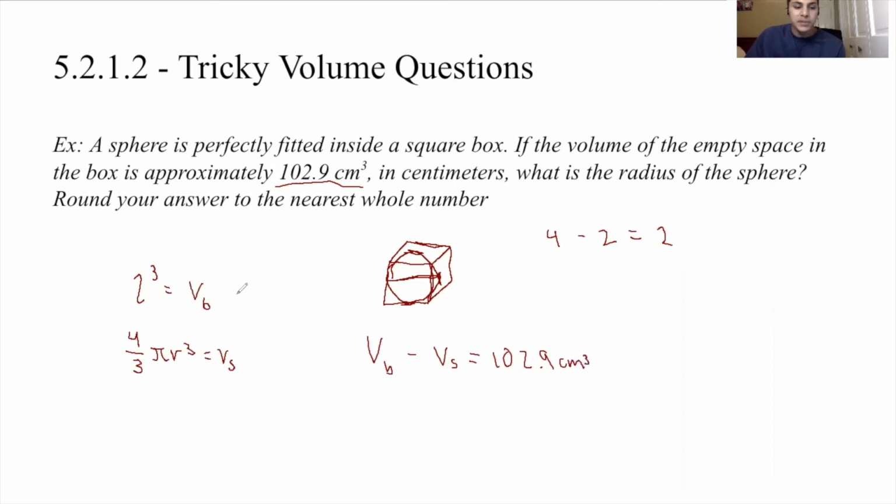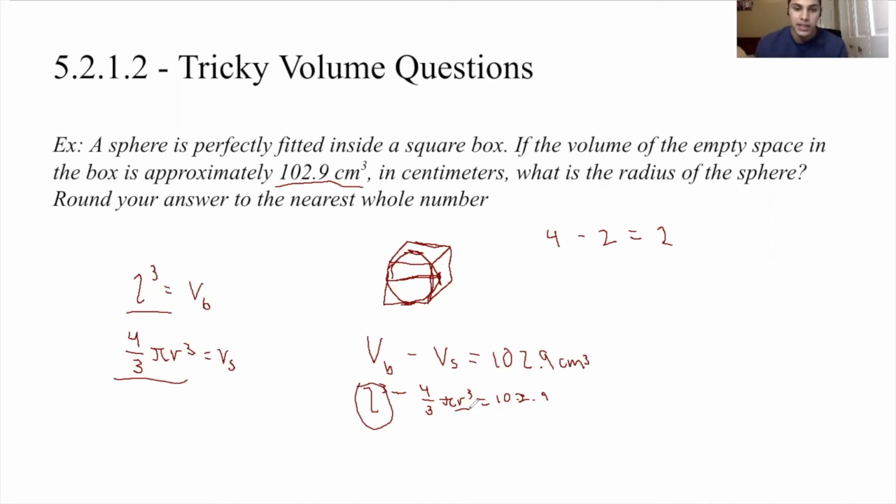Now, if we just substitute these two formulas in here and do L cubed minus 4/3 pi r cubed equals 102.9, we have a problem, because we know our basic algebra skills enough to solve for just one variable. But in this question, we have one equation and two unknown variables, and that's L and r. So we have two methods of trying to solve this.